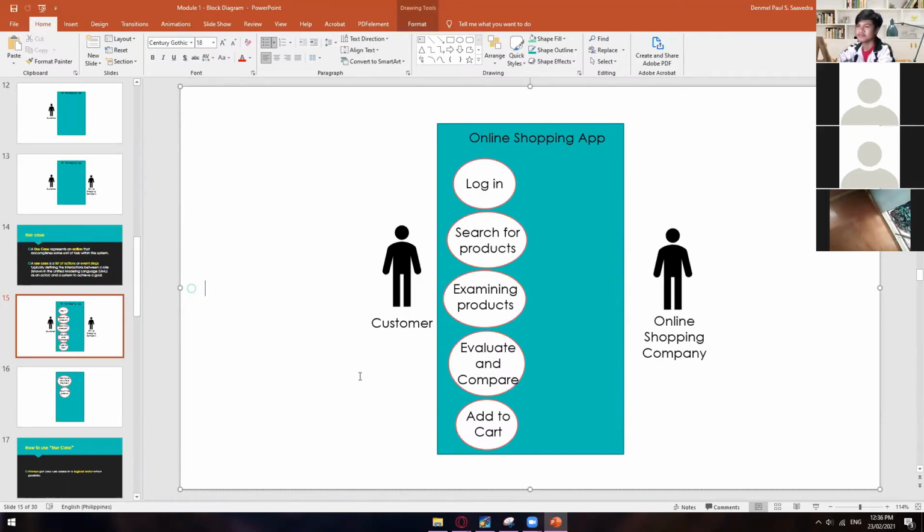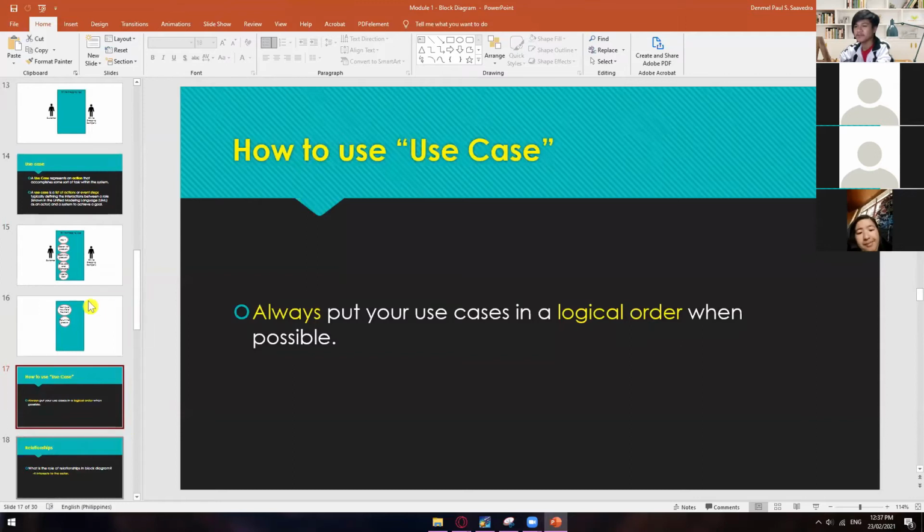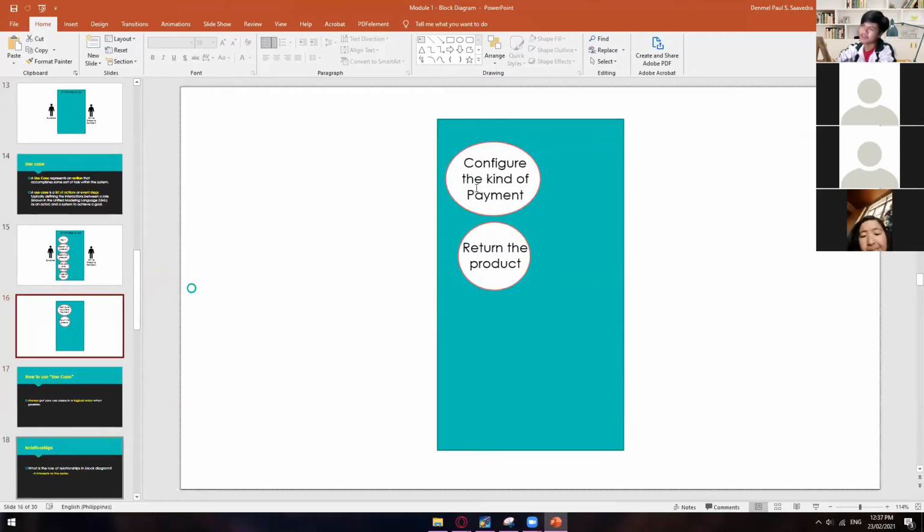Yes, sir. All right, so any other concerns? All right, so I guess none. Anyway, I forgot to mention, this one is just the continuation wherein we have the configure the kind of payment. Under this, you can actually put more detailed information like cash on delivery or credit card. So you can have two options under this, and those two options are called children.